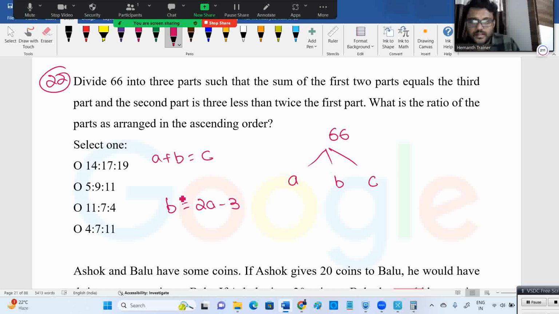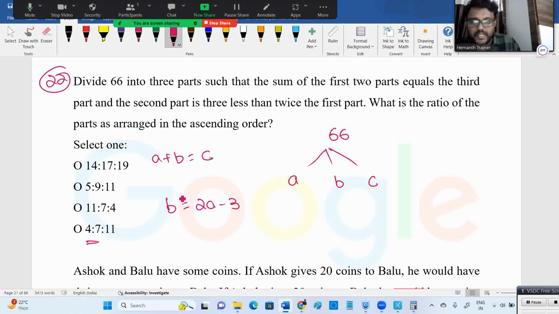Fine. Is that the given, right? Divide it into 3 parts. Sum of the first two parts equal to third part. No option satisfying here. Yeah, I think this is okay. Second part is 3 less than the twice first part. That's not satisfying.